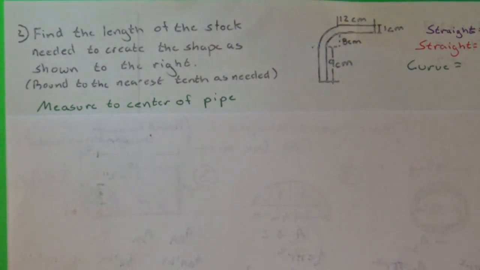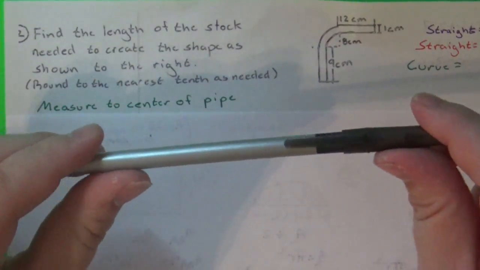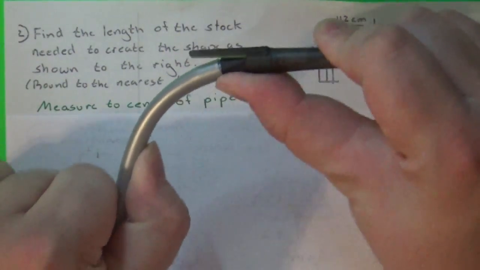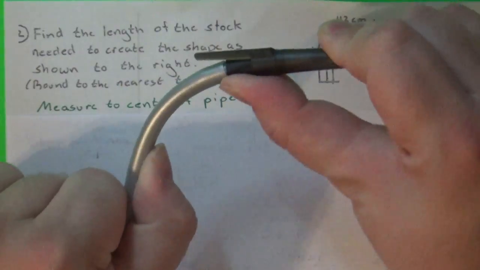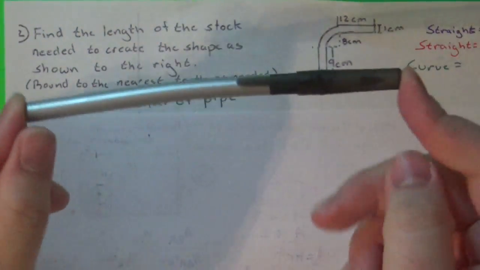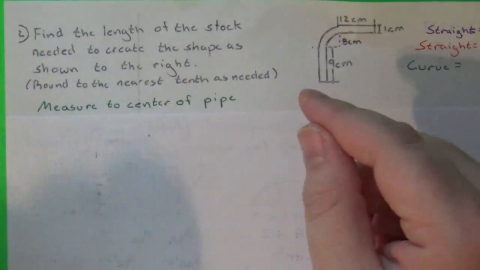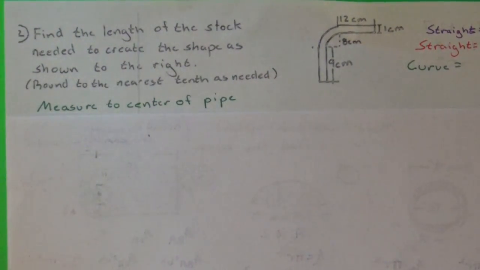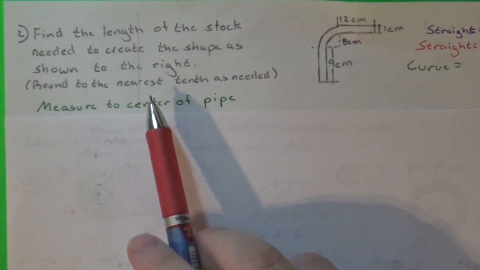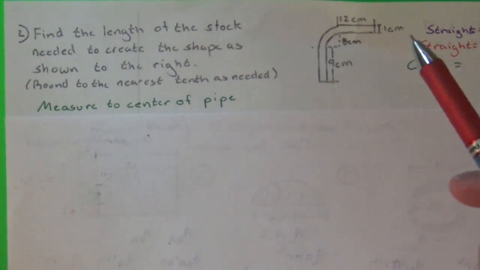So what we're going to do this time is we have this straight piece of pipe, and we're going to bend it to this shape, okay? Now, we need this shape, but we need to know the length of the straight piece before we bend it. All right, that's what's being asked. This one gets a little complicated, so let's start and look at the shape.